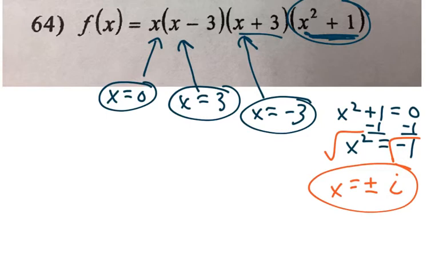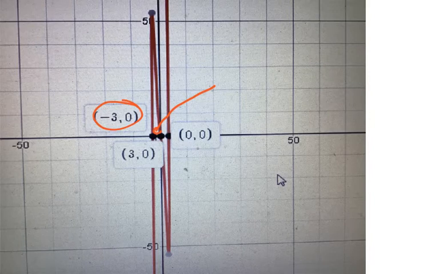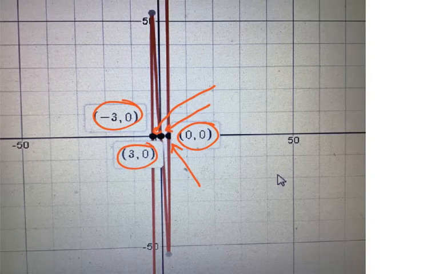Now let's see how this relates to our graph. Notice it's a little bit tighter here, but right there, guys, that's -3, right? Right there, you see, is my 0, 0 point. And finally, the one on the right is +3, 0. Notice I have only 3 roots this time, 3 zeros, right?